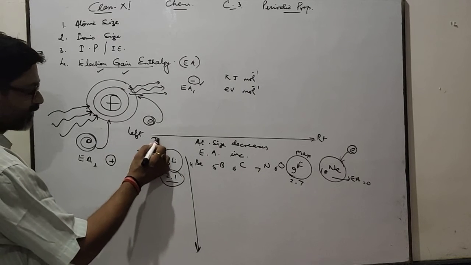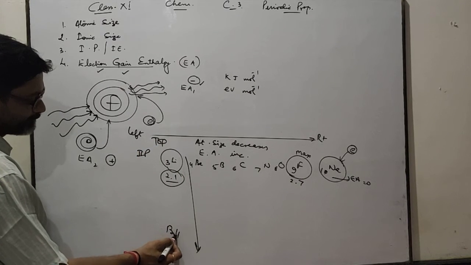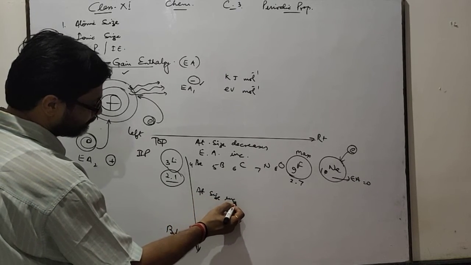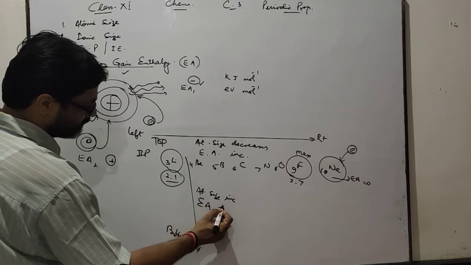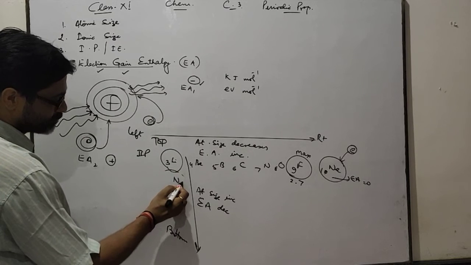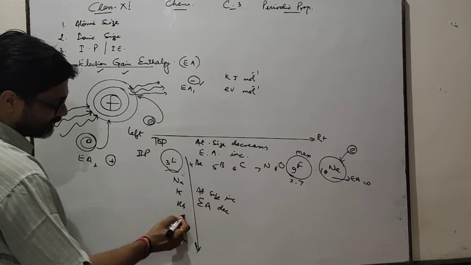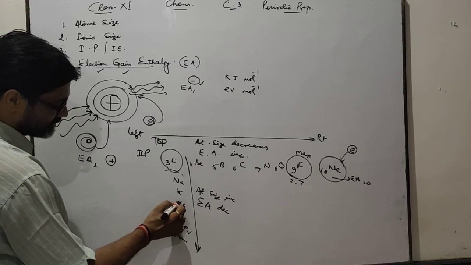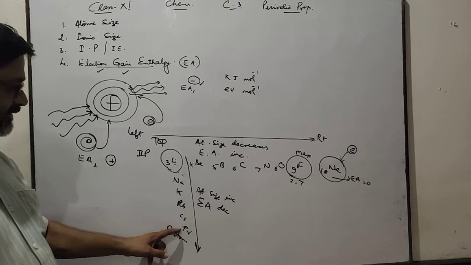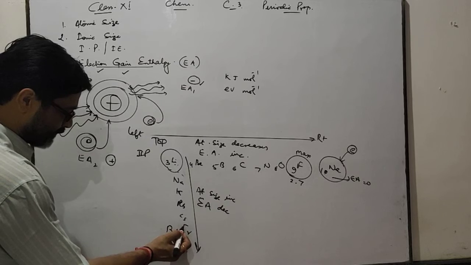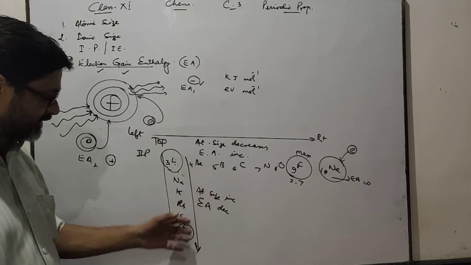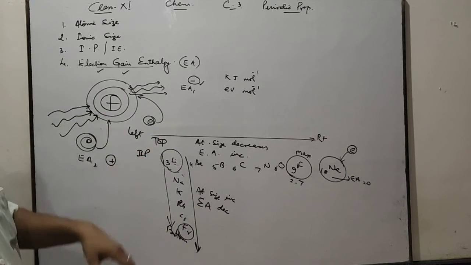Opposite to this, on moving from top to bottom within any group, atomic size increases. Hence, electron affinity decreases. Take the first element here, lithium, sodium, potassium, rubidium, cesium, francium. Out of these, this one has maximum electron gain enthalpy and this one has minimum electron gain enthalpy. So on moving from top to bottom, electron gain enthalpy decreases. This is about the electron gain enthalpy.